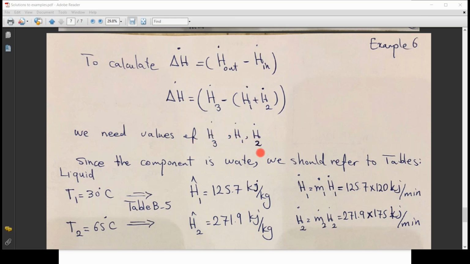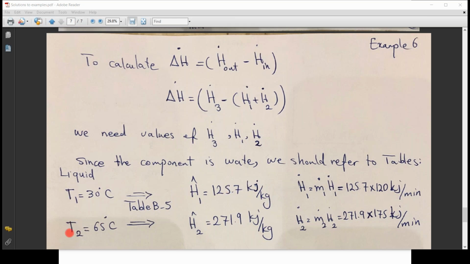We know H1 and H2, the temperature they are giving to us about H1 and H2. We know they are liquid, right? And the temperature is given to us. Easiest way, we can go to table B5 because that table is arranged based on the temperature. So you have to find out for 30 Celsius of temperature the specific enthalpy for water because it is liquid. So if you refer to the table, you will find out these properties.